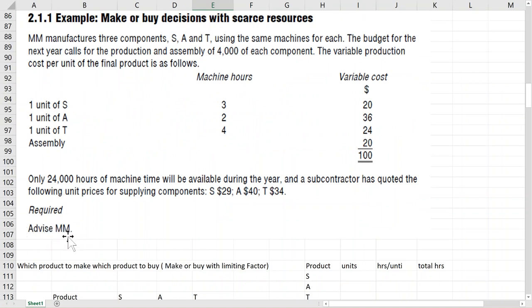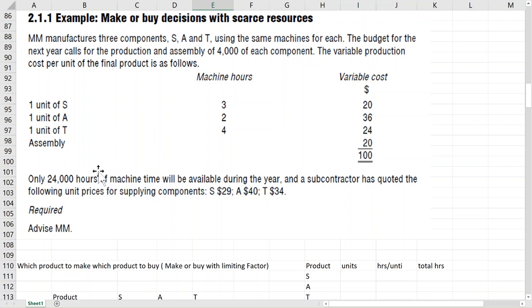So, require advise MM. MM manufactures 3 components S, A, and T using the same machine for each. The budget for the next year calls for the production and assembly of 4,000 of each component. The variable production cost per unit of the final product is as follows. We have 3 hours, 2 hours, 4 hours, and then variable cost 20, 36, 24, and 20. Total becomes 100. Only 24,000 hours of machine time will be available during the year, and a subcontractor has quoted the following unit prices for supplying components S, A, and T.